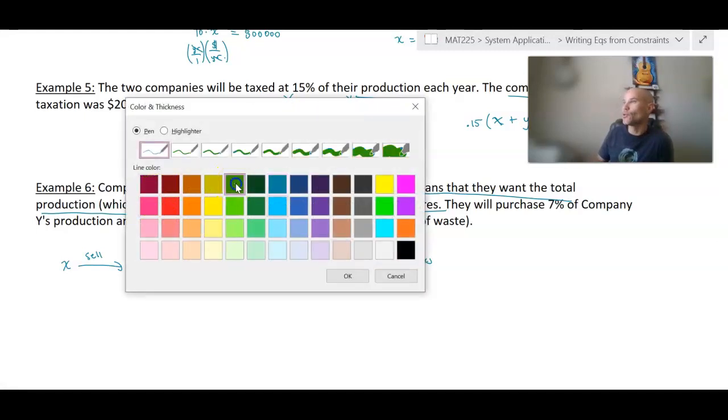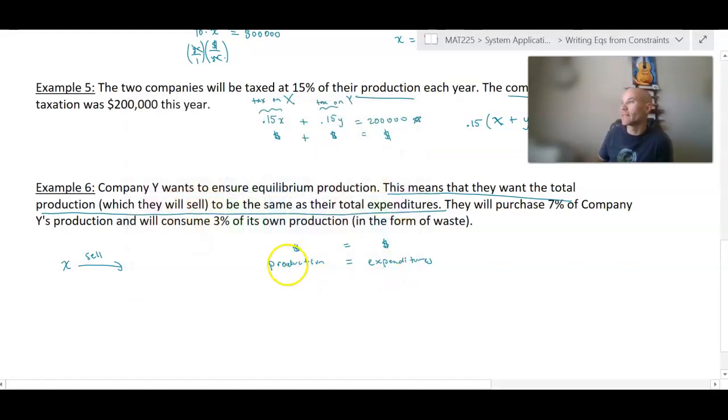Well, to write this out, let's think about how much company Y produces. Oh, I'm sorry, this should have been Y here. Company Y produces Y dollars worth of product. So that's their total production. So the left-hand side of this equation is their total production amount, Y dollars. I want that to equal how much they spend.